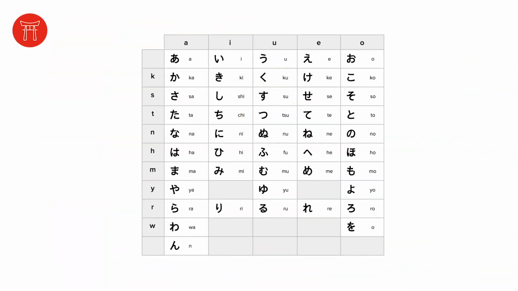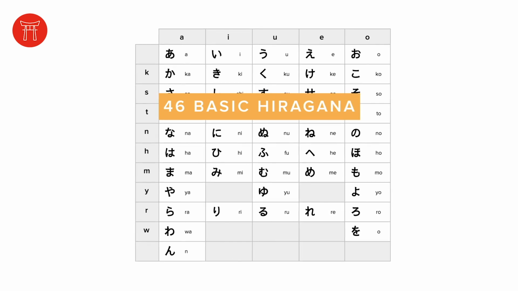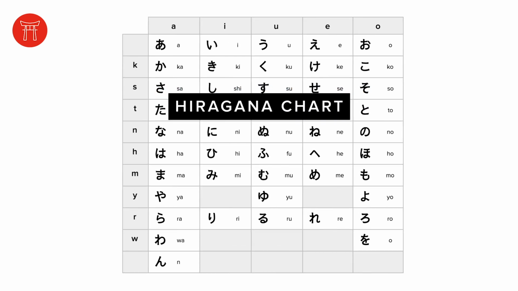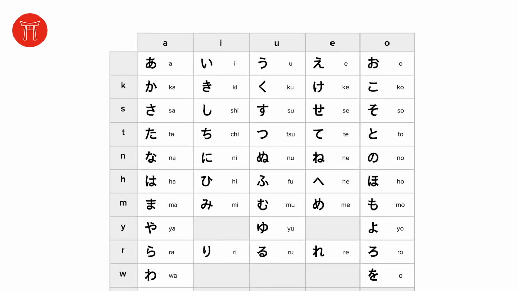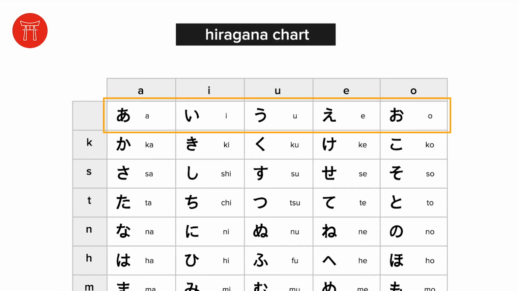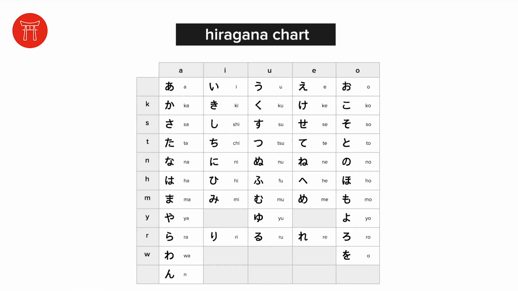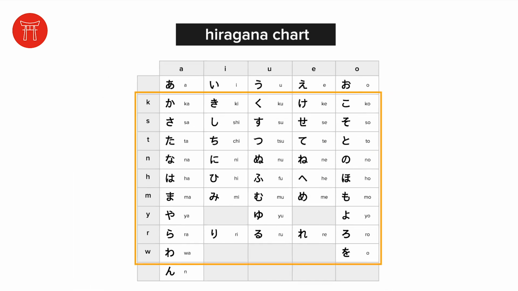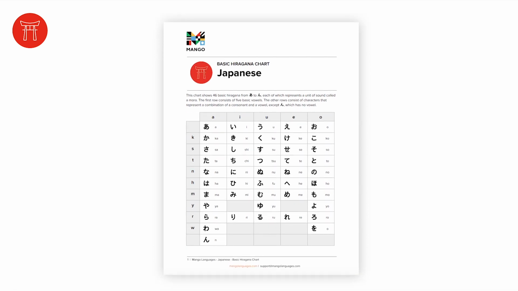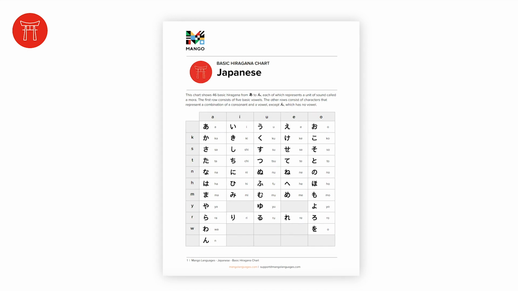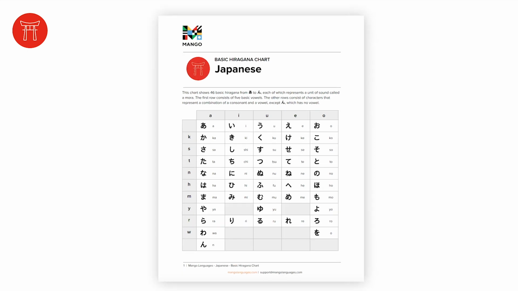In order to learn all 46 basic hiragana characters and sounds, we'll use a hiragana chart to see them in an organized way. The first row across is the 5 basic vowels. The other rows, except the very last one, consist of hiragana characters representing a combination of a consonant and a vowel. Download the chart from the Language Learning Resources section of our website and make sure to follow along, row by row. Feel free to pause the video at any time.